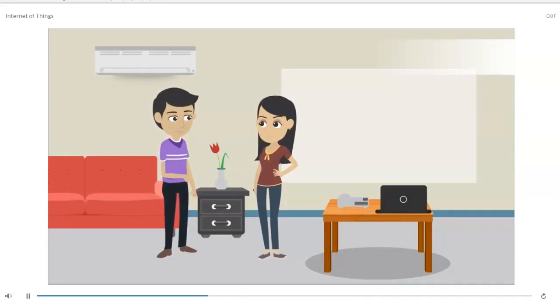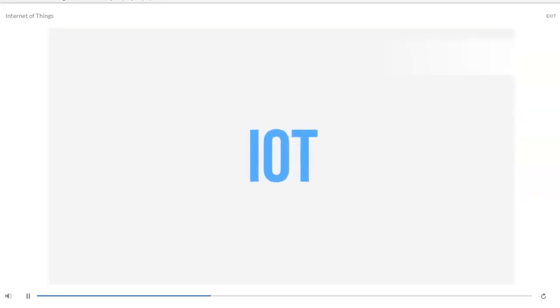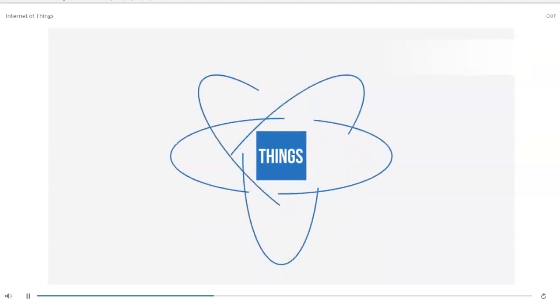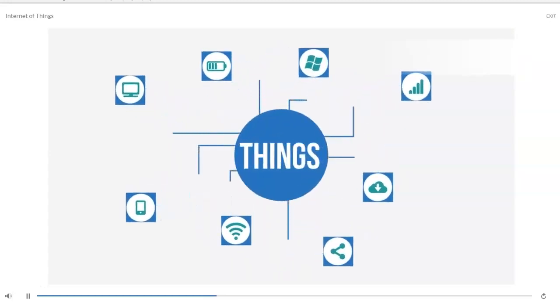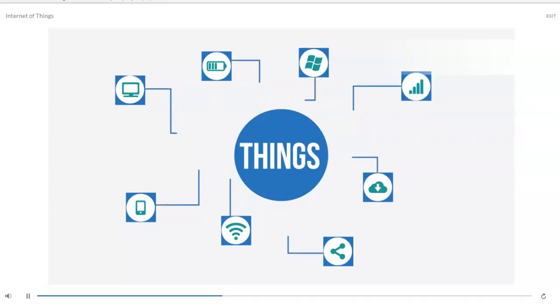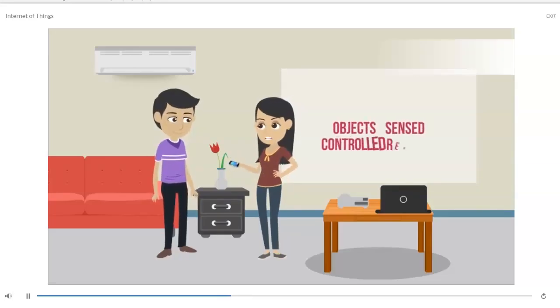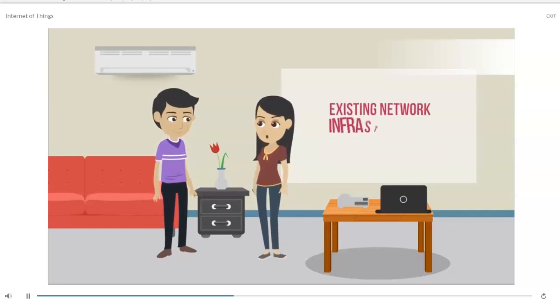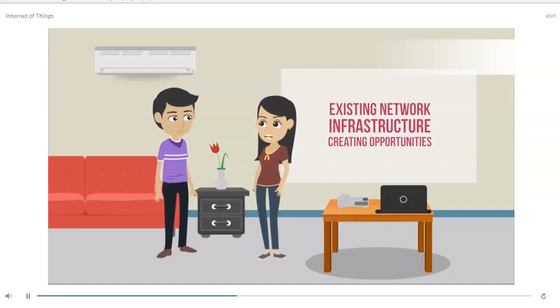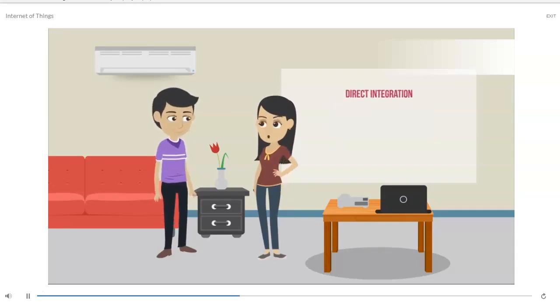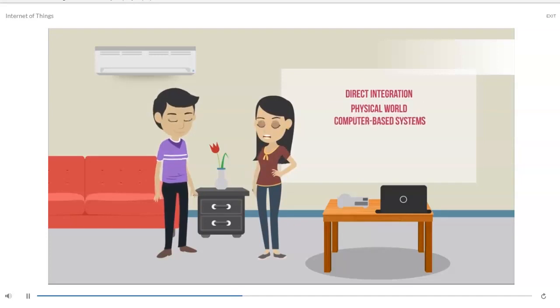What is IoT? The Internet of Things, IoT, is the network of physical objects or things embedded with electronics, software, sensors, and network connectivity, which enables these objects to collect and exchange data. IoT allows objects to be sensed and controlled remotely across existing network infrastructure, creating opportunities for more direct integration between the physical world and computer-based systems, and resulting in improved efficiency, accuracy, and economic benefit.